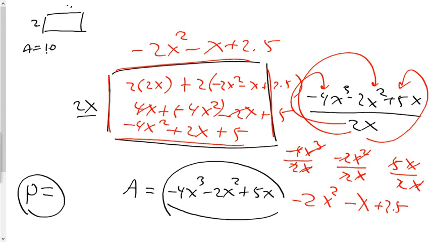And therefore, ergo, if I didn't make any mistakes, which I probably did, but I probably didn't, your perimeter of this particular rectangle is negative 4x squared plus 2x plus 5.